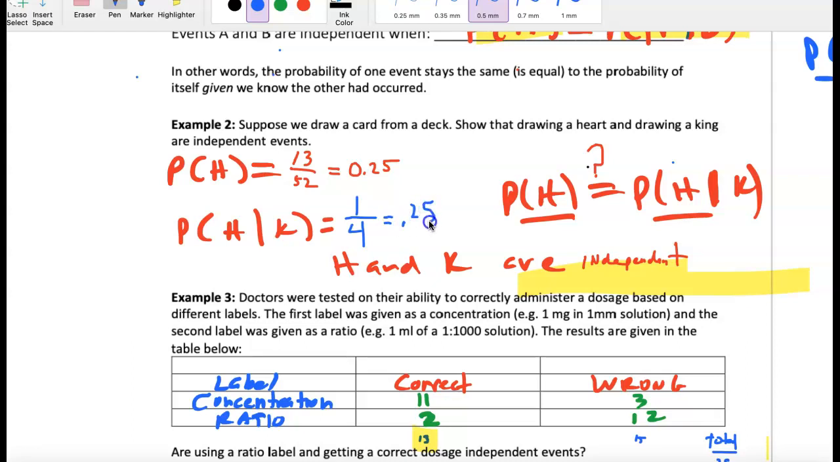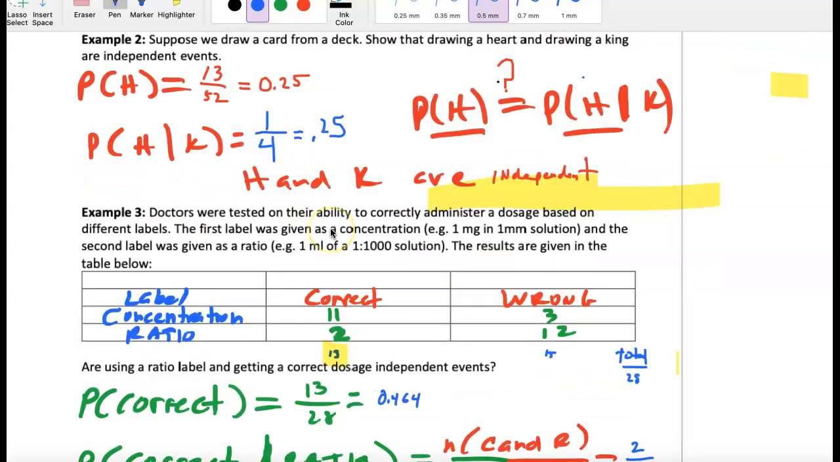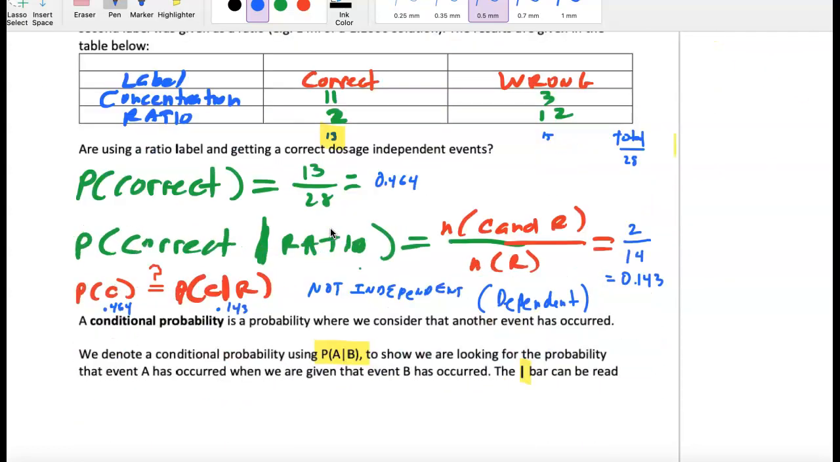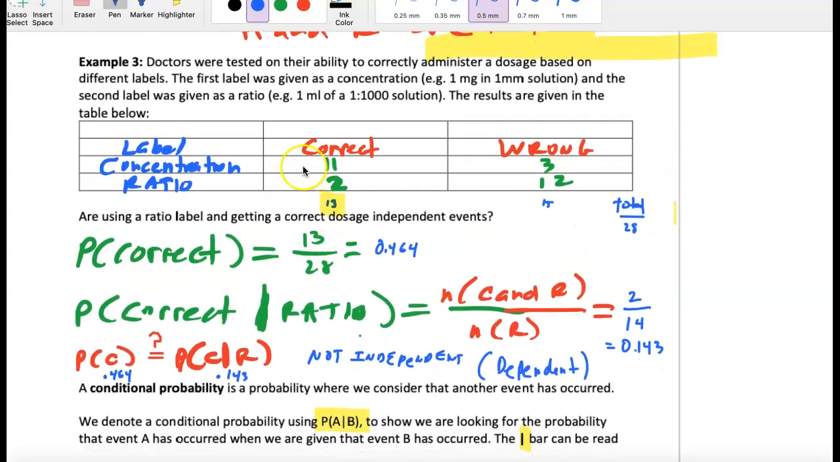Now, because those two probabilities are equal to each other, we then say these events are independent. The probability of picking a king is independent of the probability of picking a heart, because those two values are equal. Now here's a little bit more in-depth example, kind of in the medical field.